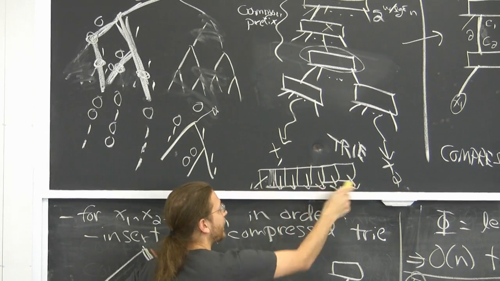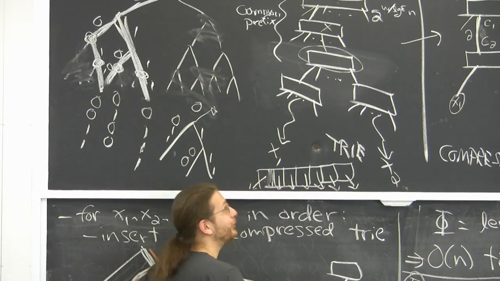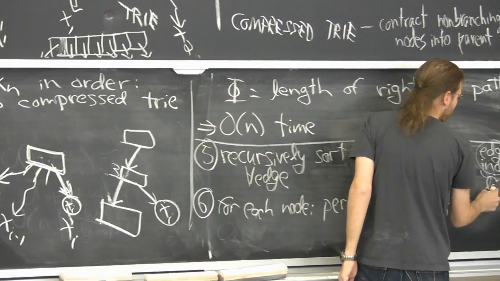So in fact, the maximum number of children of a node is n. I mean, in the worst case, you have branching everywhere. So this is only log n bits.